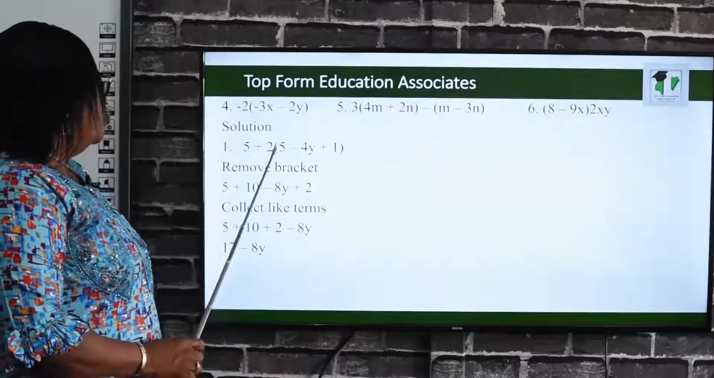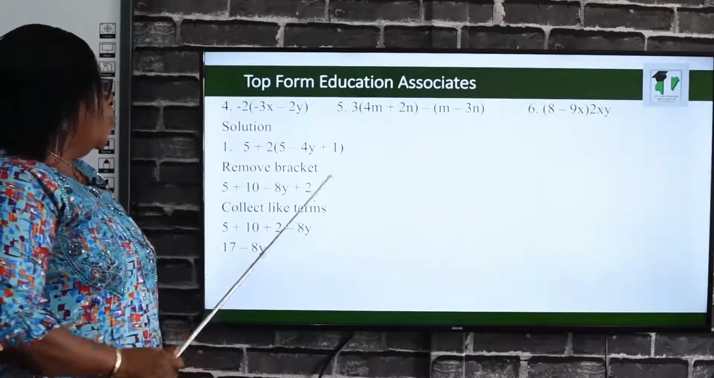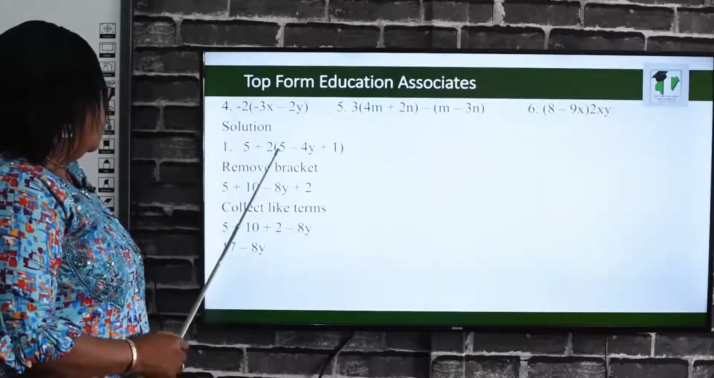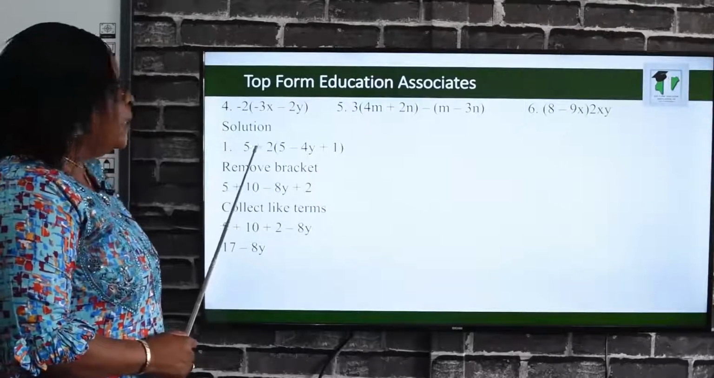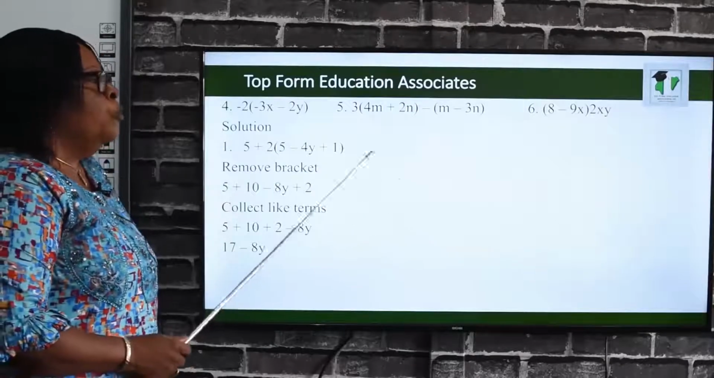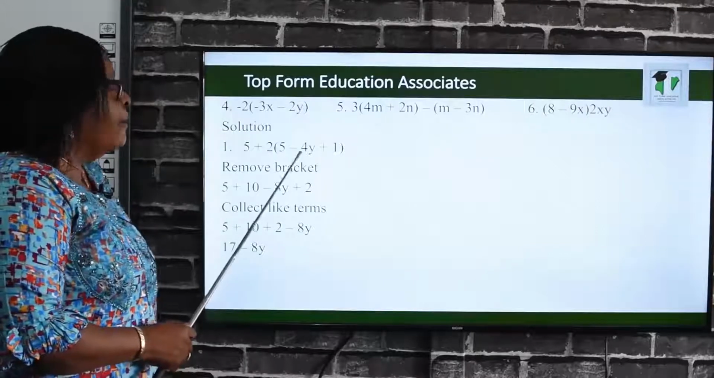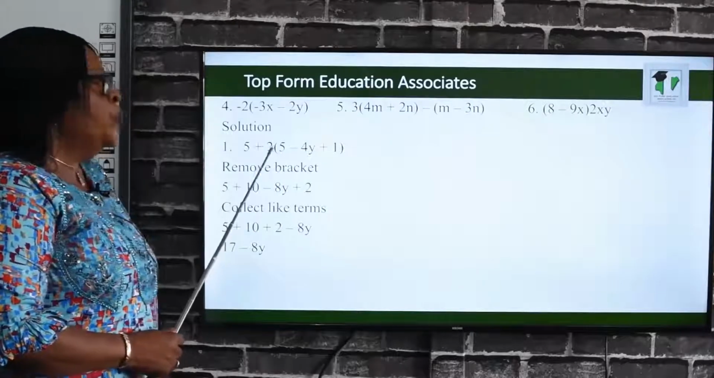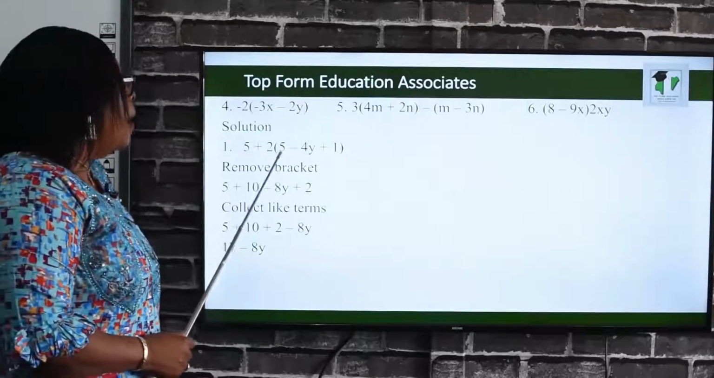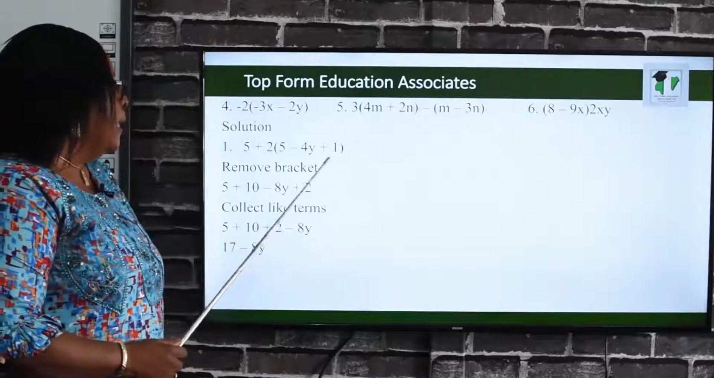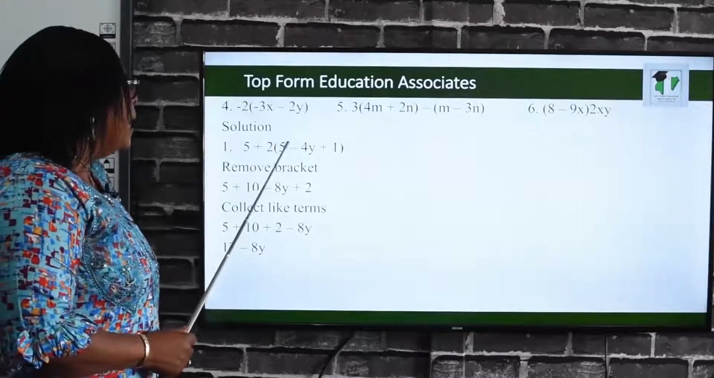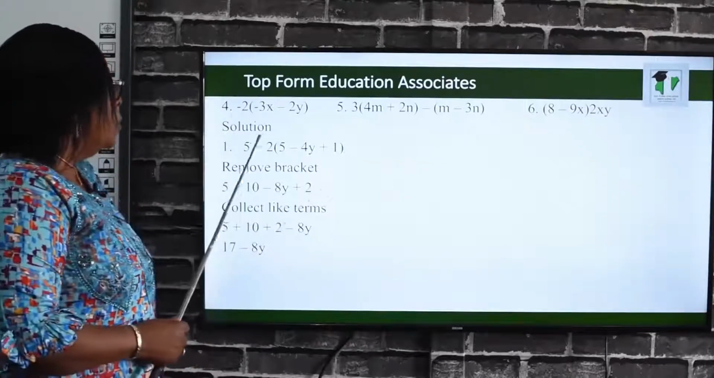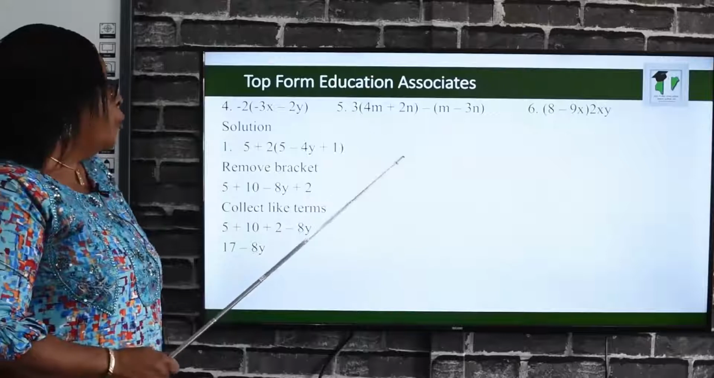1, 5 plus 2 into 5 minus 4y plus 1. We remove brackets. Bring down 5. We have plus 2, a plus sign in front of the bracket. Rule of signs. It will not affect any sign inside the bracket. However, this 2 is a multiplier of every term inside the bracket. We will use 2 to multiply each term, and the sign will remain the same because we have a plus sign in front of the bracket.